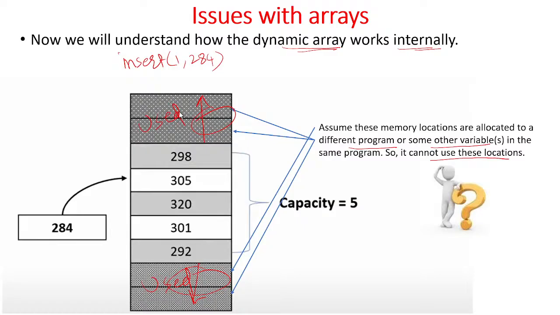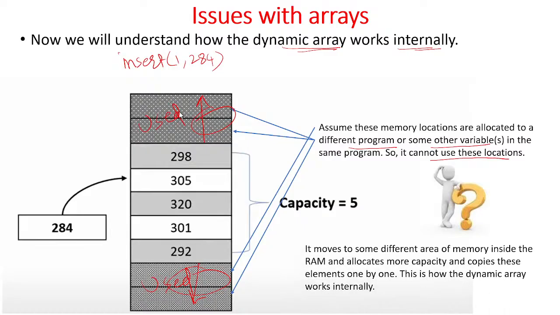Okay, but how does it perform this internally? Now if you see, it moves to some different area of memory. What it does is it goes to a different area where more memory is available. Inside the RAM, it tries to get extra space, allocates more capacity, and copies these elements one by one. All these elements from this memory it takes out and copies to a new memory where enough space is available. So this is how our dynamic array works internally.